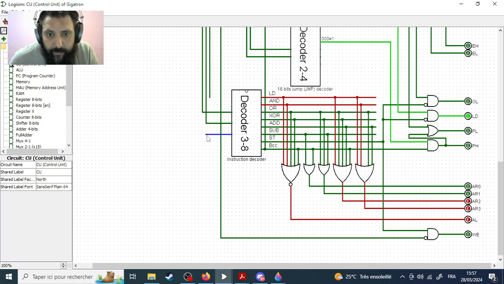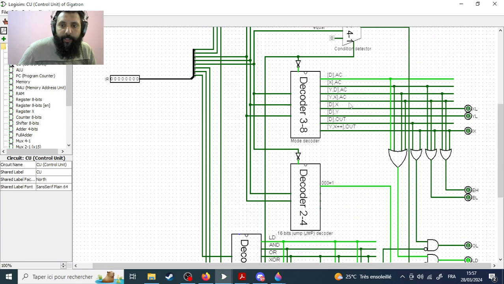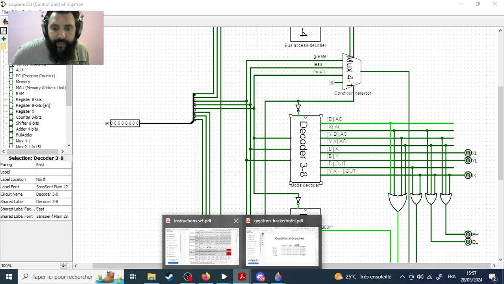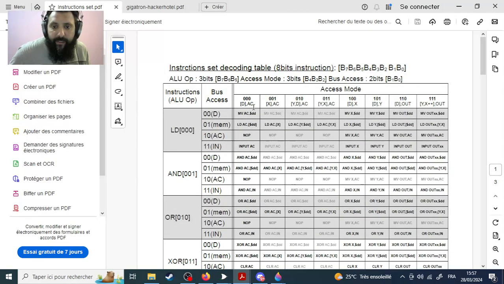Did you get it? Yes. Let's continue. I will talk now about this decoder. This is exactly the same idea. By yourself, from those outputs, you can tell what this decoder is responsible for. The mode and the destination, very good. This is the access mode.